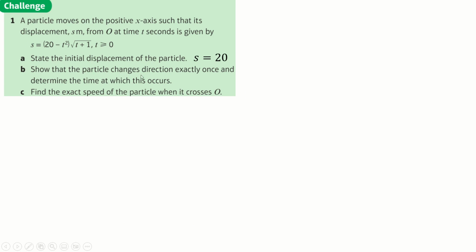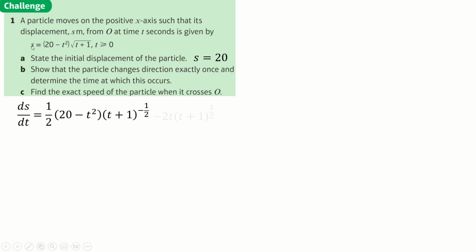Changes direction. So if it changes direction, so it's just moving along the x-axis. So follow the mouse. If it's going this way and then changes direction, there's a moment where the velocity has to be 0, right? It's got positive velocity here. If it changes direction, there's a moment over there where the velocity is 0. So the velocity is, of course, ds by dt.